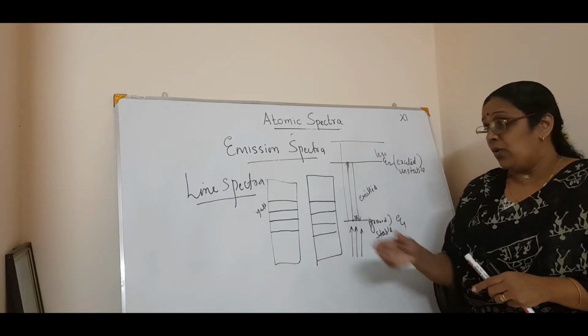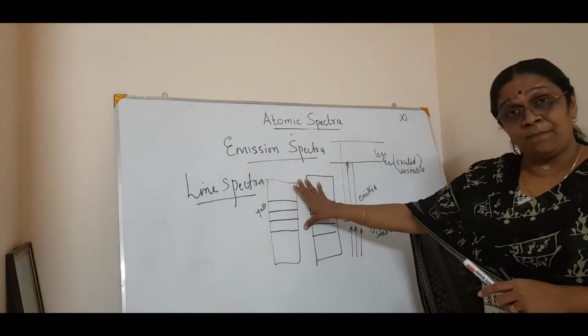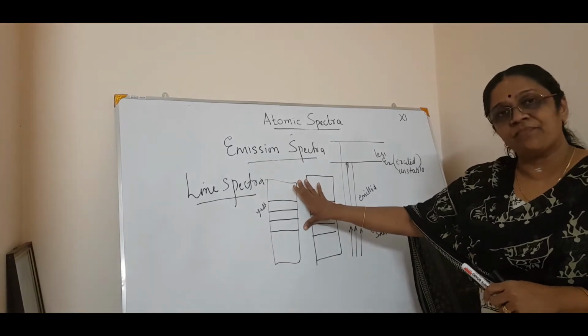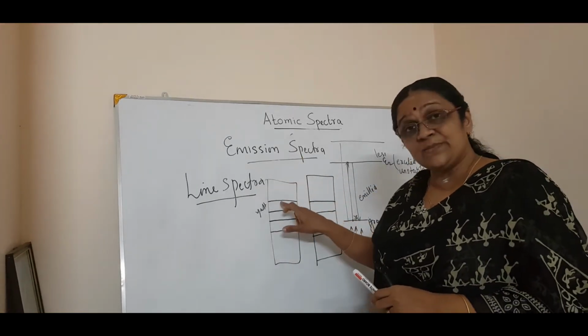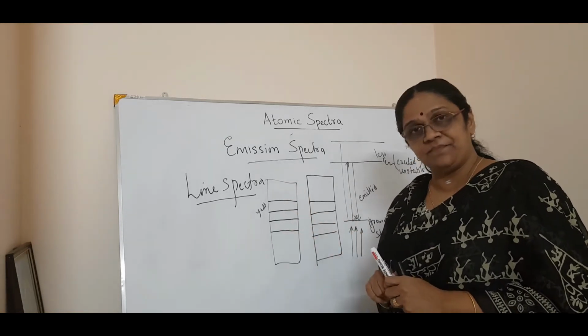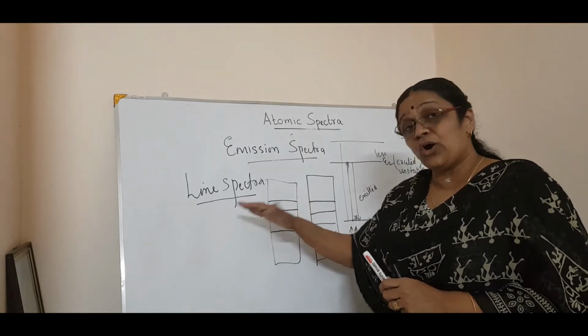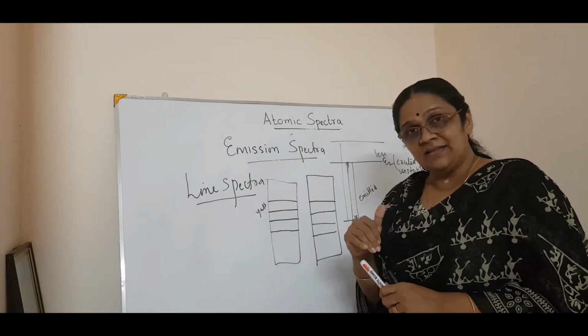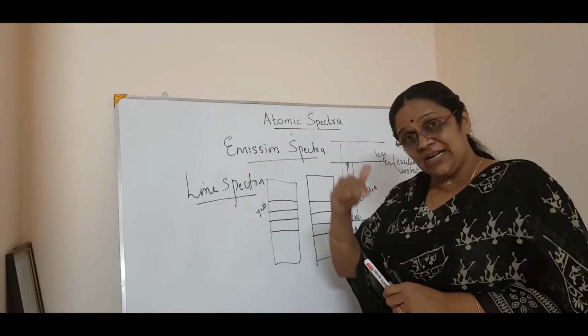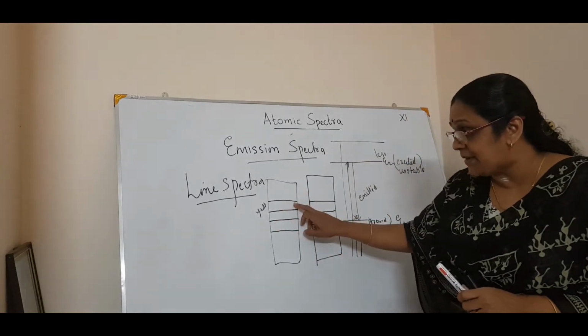Now in the case of the hydrogen atom, what will happen? See, these types of lines will be obtained in the hydrogen atom. That means it is not a continuous spectrum like that of white light, not continuous but a discontinuous type like this.